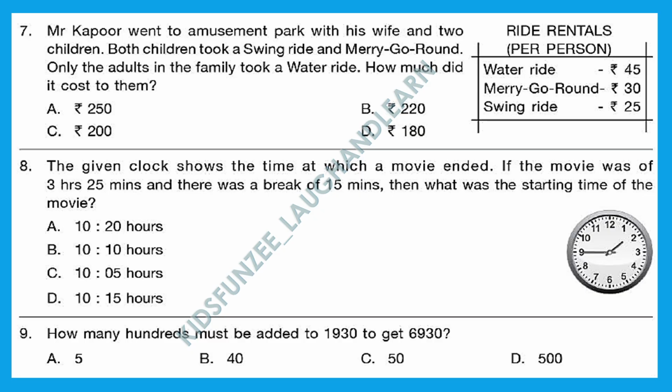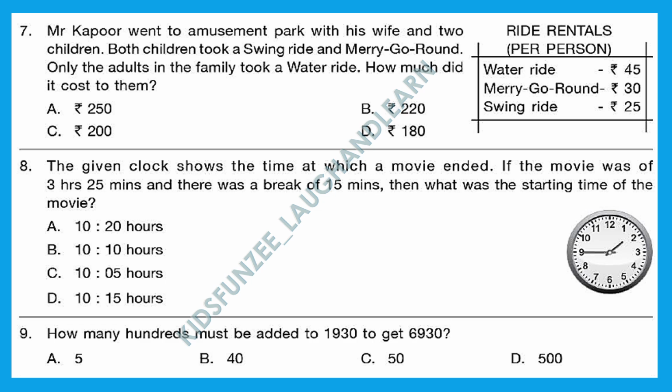Question 7. Mr. Kapoor went to the amusement park with his wife and 2 children. Both children took a swing ride and merry-go-round. Only the adults in the family took a water ride. How much did it cost them? Okay, so this question talks about a family that went to the amusement park, and the ride rentals per person are written, like how much it would cost for one person. Now let's see.